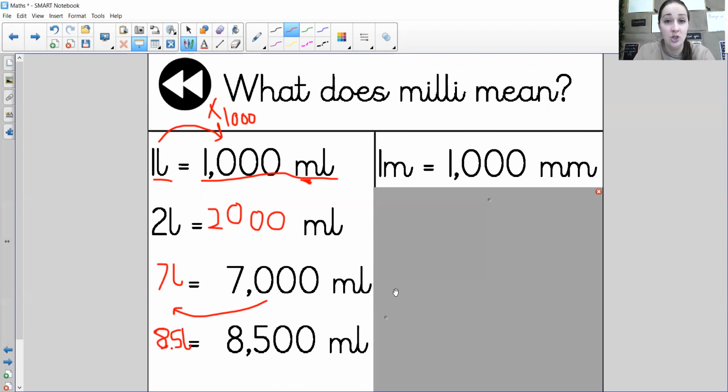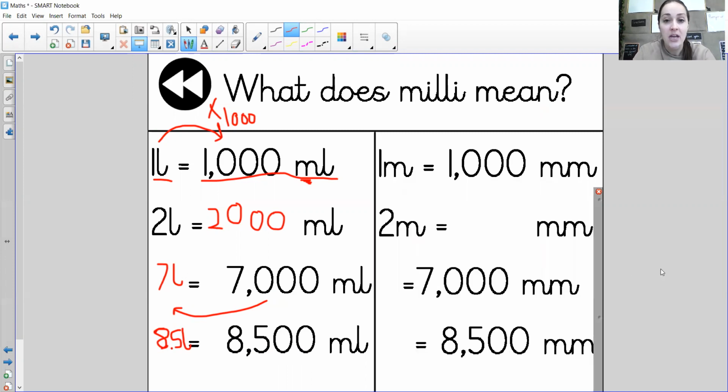Right, we've done this side, we should be able to do this side. Nice and easy. So this time then, we are talking about millimeters rather than milliliters. So millimeters are the ones on your rulers that are really tiny, and 1,000 millimeters make up a meter. So off we go.